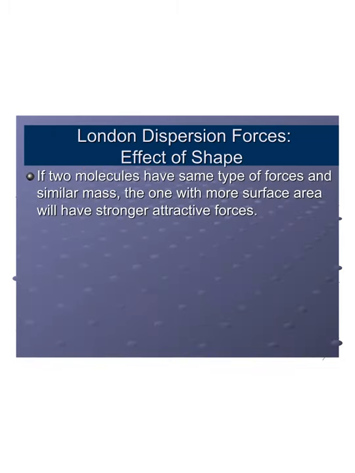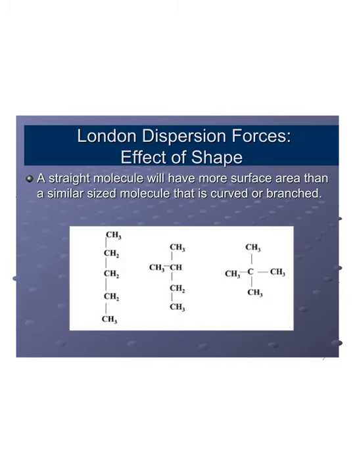So we know that shape makes a difference, and mass also makes a difference, right? The more atoms, the more electrons, the more London dispersion forces. So the more a molecule weighs, the more London dispersion force it's going to have. But the shape of it, of course, makes a difference, as we just saw.